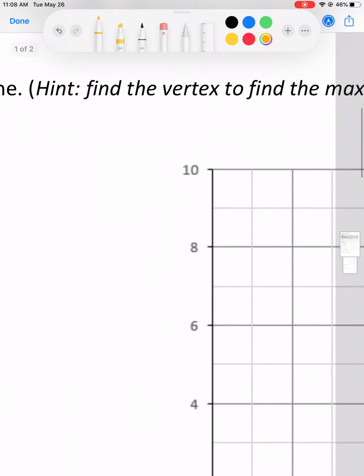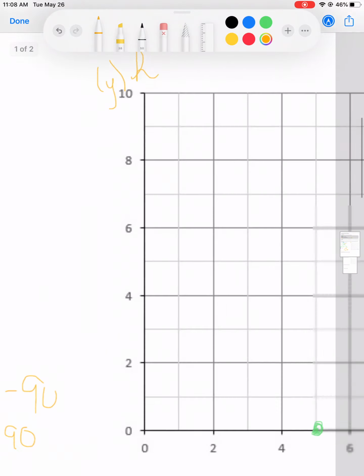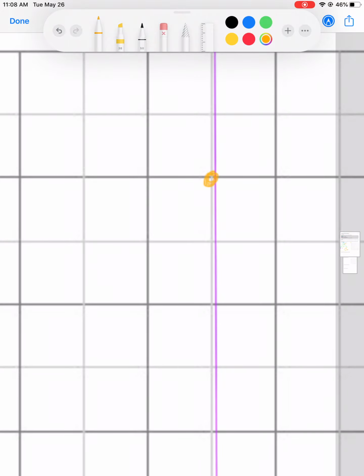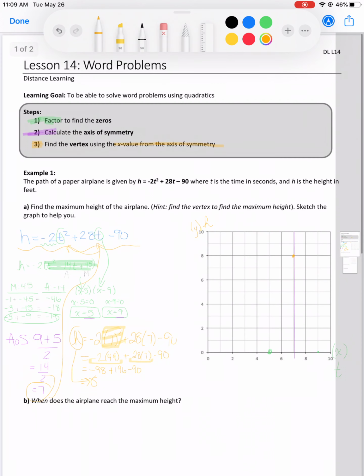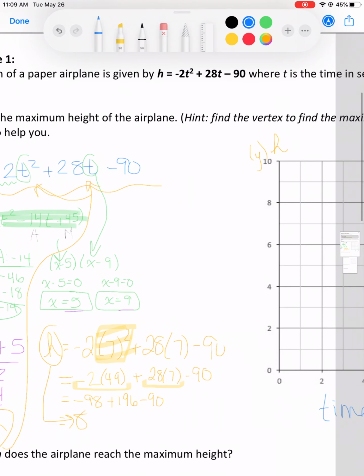That means this is represented by h, which is usually our y. And what is that number? We know it's on the axis of symmetry, so it's right here. If you don't remember that, review the last note. So, let's go back to the original question. The path of a paper airplane is given by this equation that we've already used, where t is the time in seconds. Okay, so now we're given some units. We know that t is being represented instead of x, so this is time in seconds. And h is the height in feet.